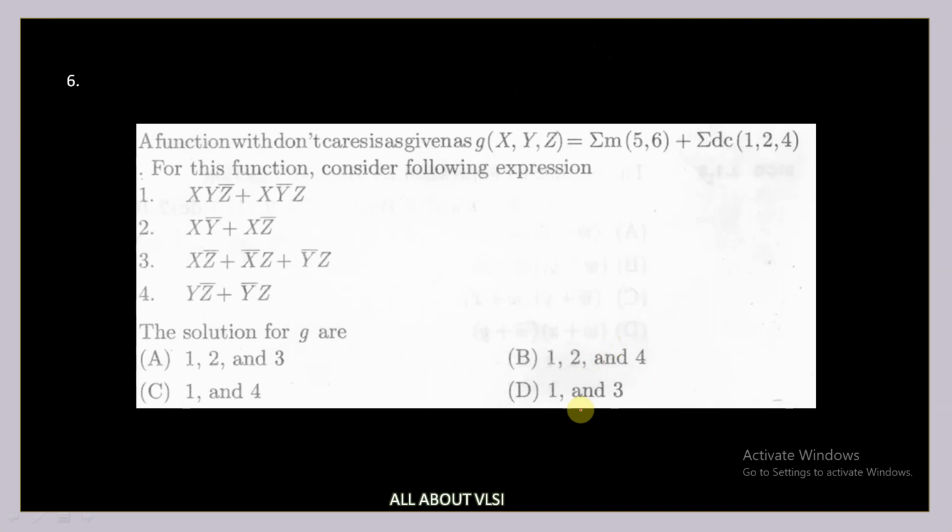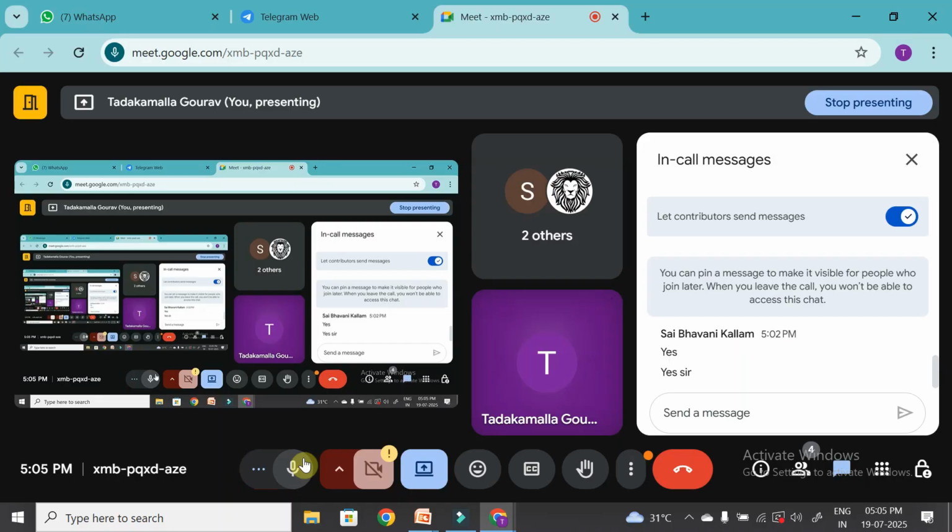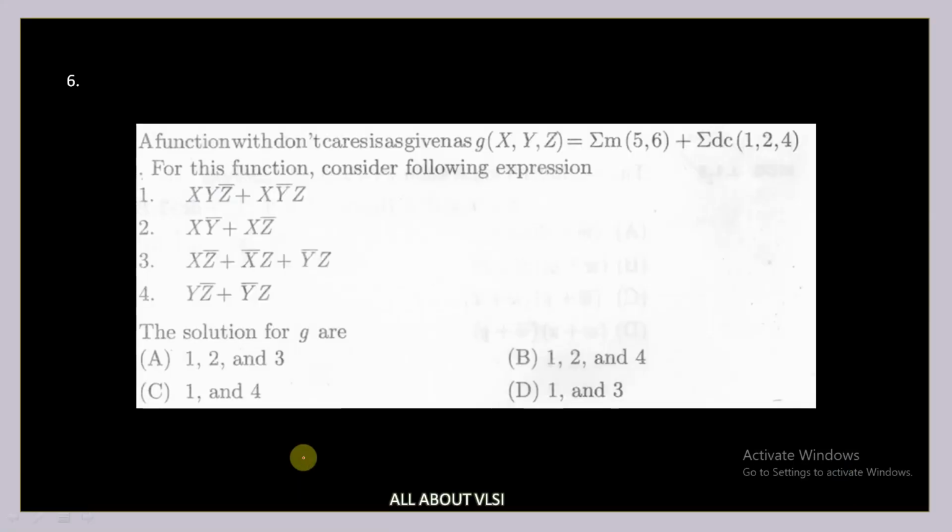Don't cares given as g of xyz is equal to min terms 5 comma 6 and don't care of 1 to 4. So for this function, consider the following expressions and the solutions for g is. So they are asking the solutions for g. So you can take your time and try to provide the answer. So I will also start doing this parallelly. So let us see this.